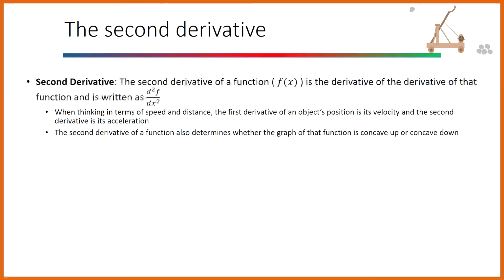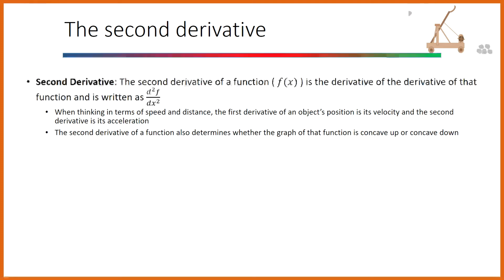Alright, next let's talk about the second derivative. And let's talk about it while thinking about launching some heavy rocks with a catapult. But first, let's define the second derivative. The second derivative of a function is simply the derivative of that function's derivative. So to calculate the second derivative, you just calculate the first derivative, and then you calculate the derivative of that derivative.